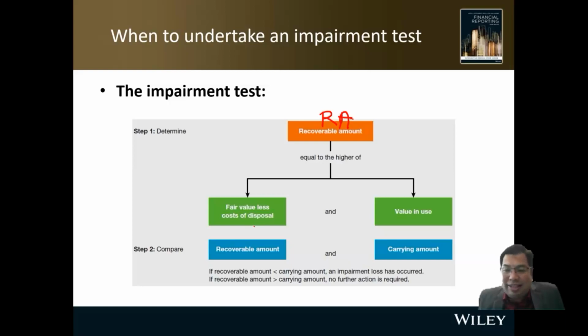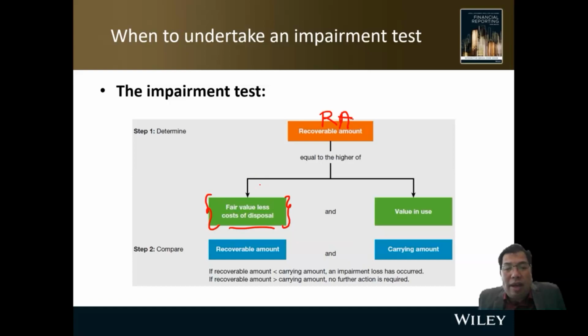If you sell that asset, sometimes you need to pay an agent, the salesman. Or you need to bring that asset from your location to the sales room or the sales office. So that is the cost. That is fair value less cost of disposal.